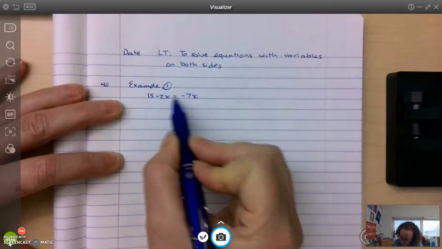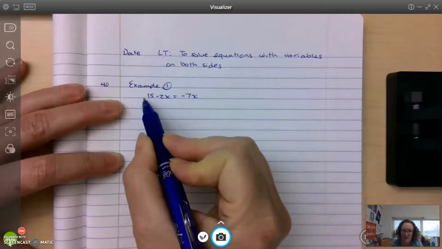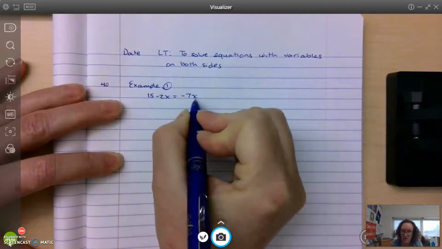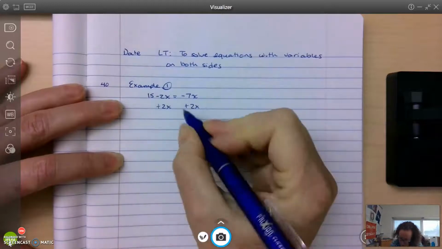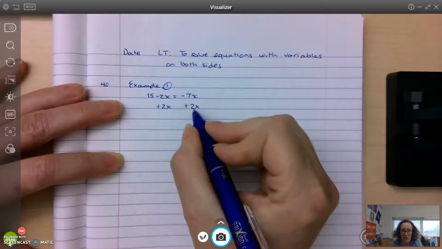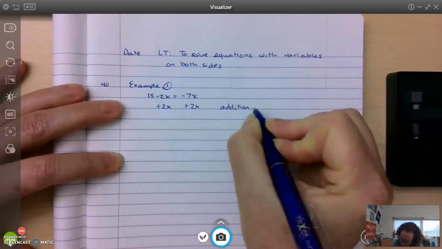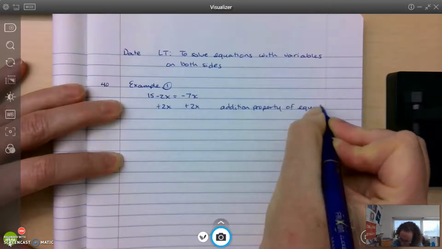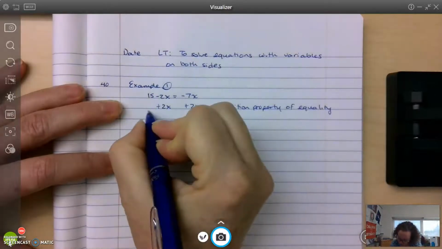So I look at these two variables and I want the variables on one side and the constants on the other. So I'm going to leave this 15 here. I want to move the negative 2x over to the other side. So I'm going to add 2x to both sides. What allows me to do this, whether I'm just adding a number or I'm adding a term that has a variable, is called the addition property of equality. And you've been using the addition property of equality, we just haven't named it.